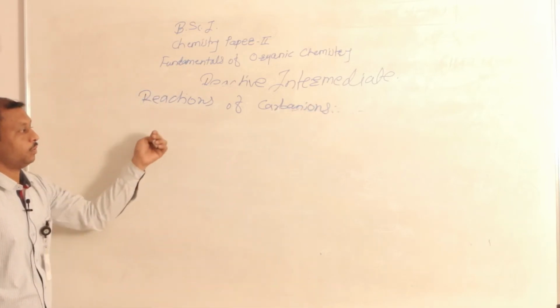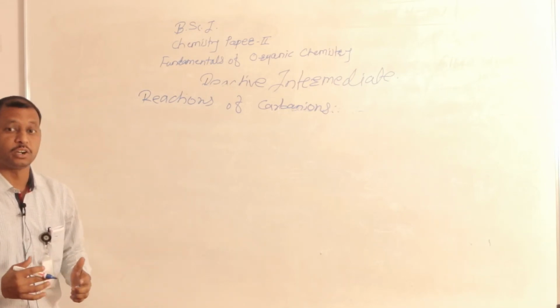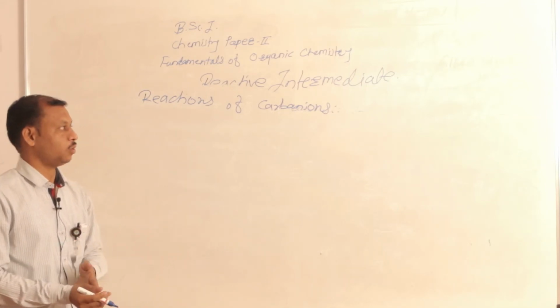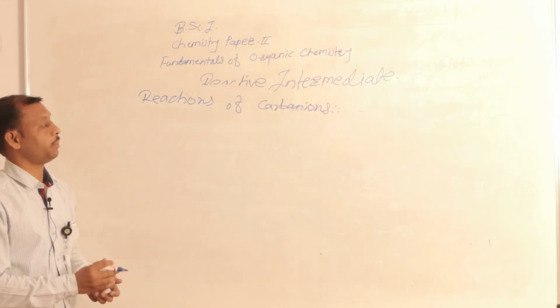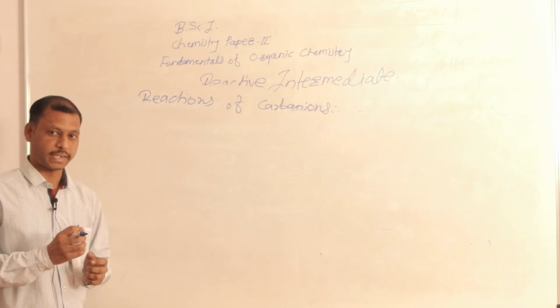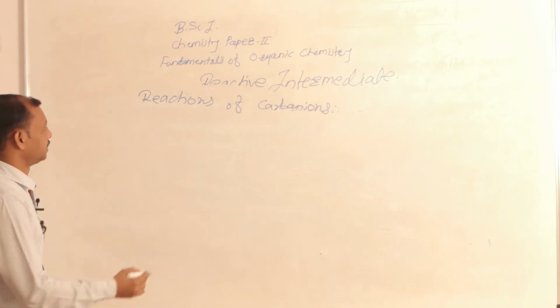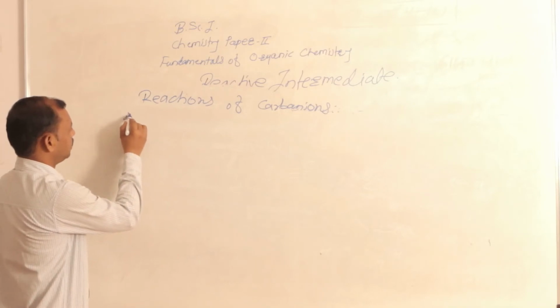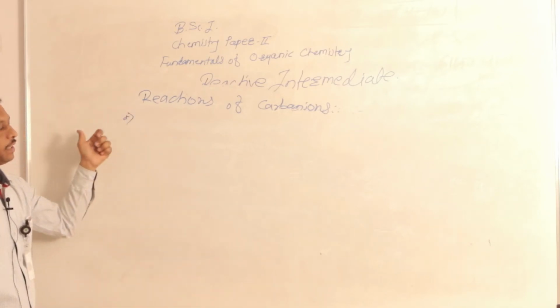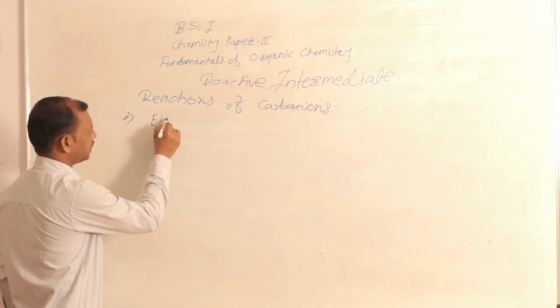As we know, the carbanion is an electron-rich species. It generally reacts with electron-deficient species. This is the rule of electrochemistry. When an electron-deficient species is attracted towards an electron-rich species, our carbanion is the electron-rich species. Therefore, it will react with some electron-deficient species. So the first reaction is called the elimination reaction.